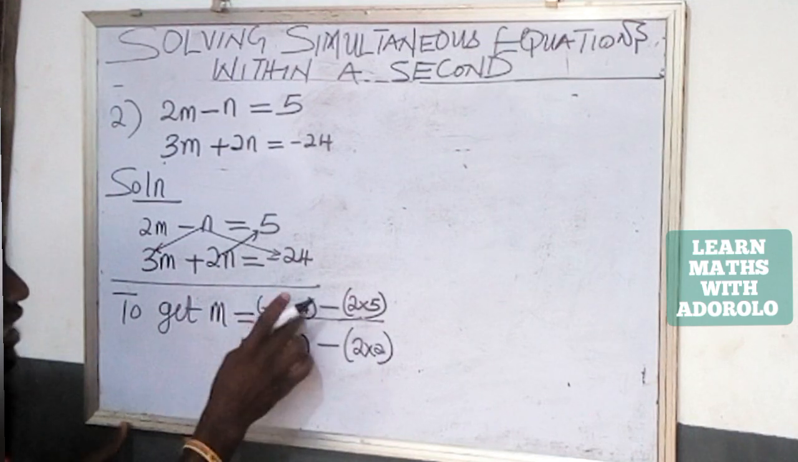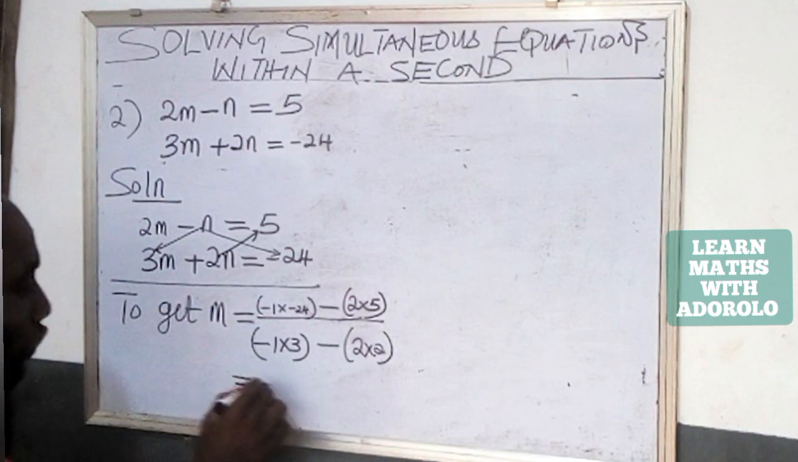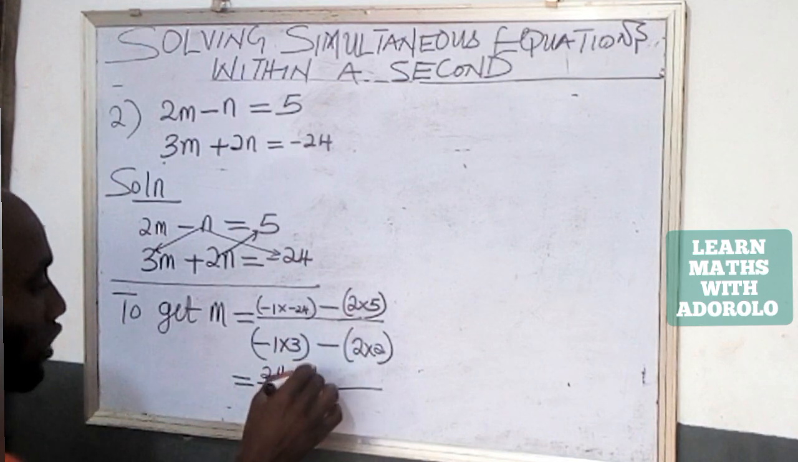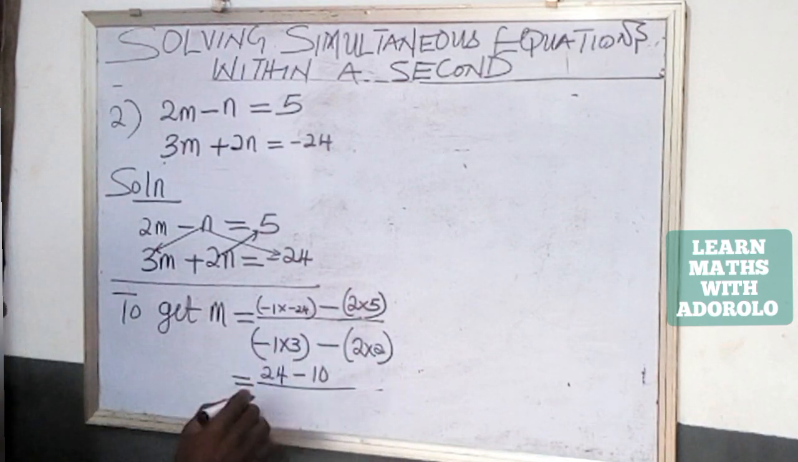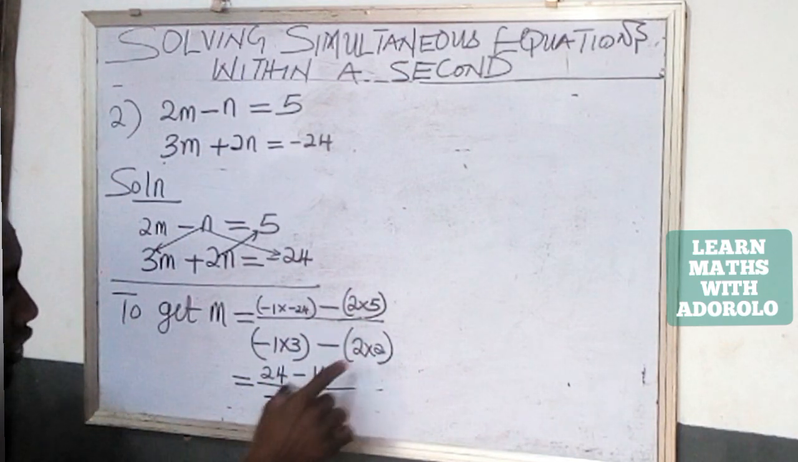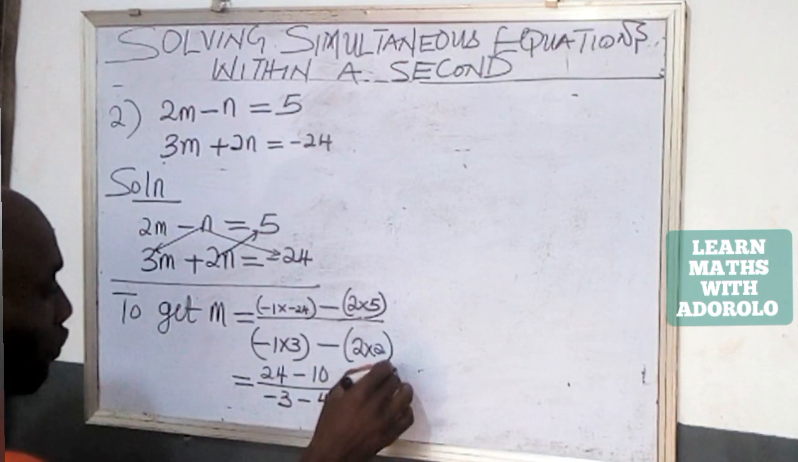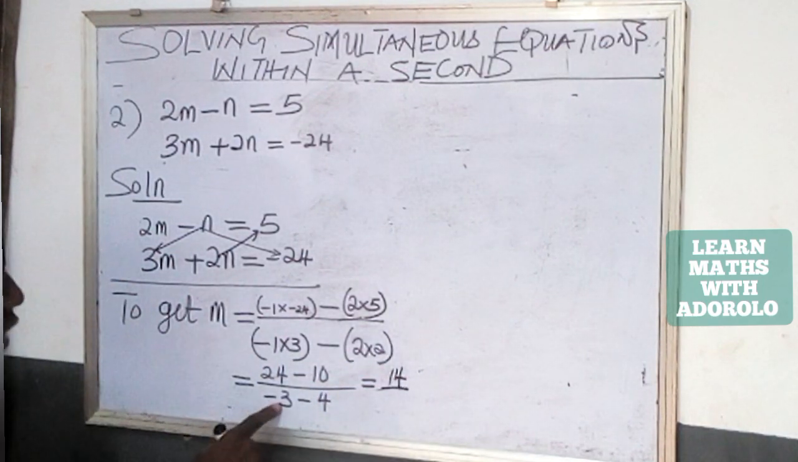This times this, minus times minus will give us plus. 1 times 24 will give us what? 4. Minus 2 times 5 will give us what? 10. Minus 1 times 3 will give us minus 3. Minus 2 times 2 will give us what? 4. So quickly, this minus this will give us what? 14. All over minus 3 minus 4.